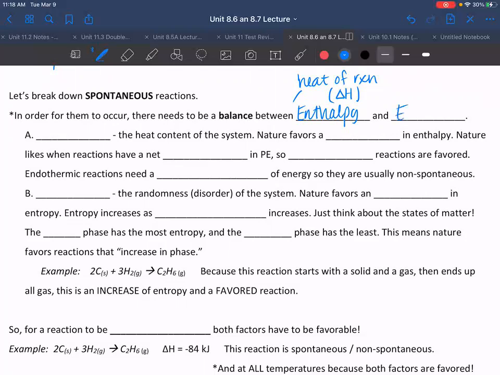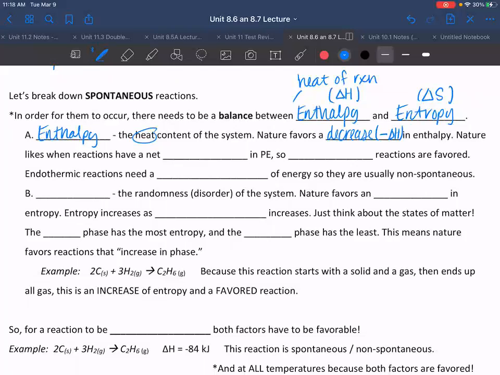The other term is going to be entropy, and entropy gets a delta S as its representation. Again, reminding you what enthalpy is: enthalpy is the heat content of the system, with heat being the key word here, heat of reaction. This is the amount of energy associated with heat energy. Nature likes a decrease in this value. What sign of delta H is that? Negative. So nature likes negative delta H in enthalpy.